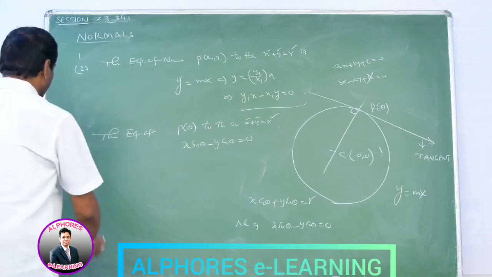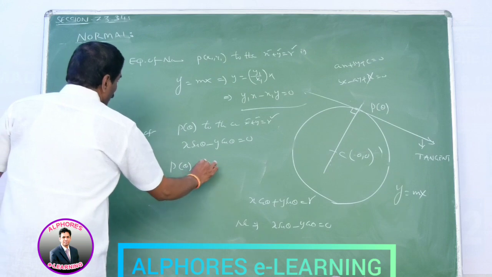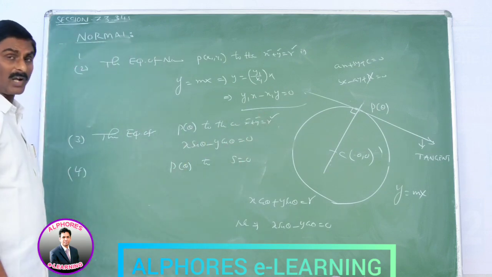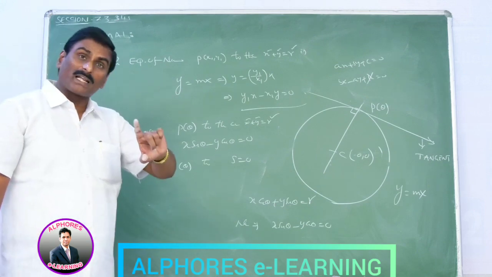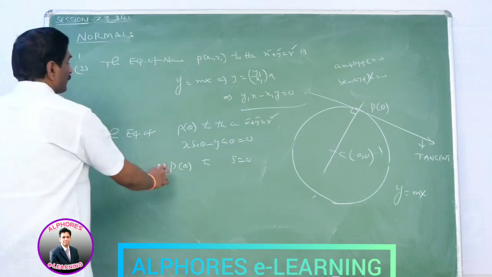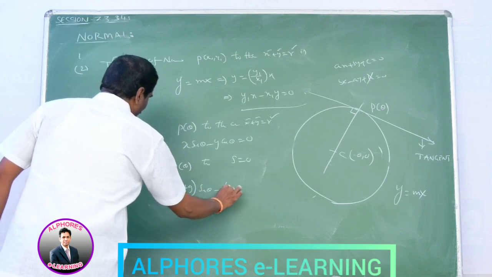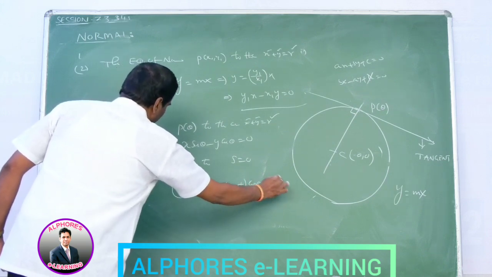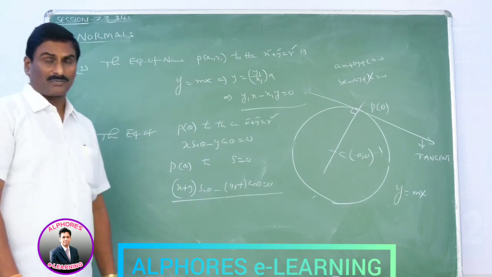Okay. Next, fourth one. The equation of the normal at P(theta) to the circle S is equal to 0. Here the center is not (0, 0). In this case, x can be replaced as x plus g, y can be replaced as y plus f. The equation of the normal at P(theta) to the circle S is equal to 0 is (x plus g) into sin theta minus (y plus f) into cos theta is equal to 0. It is the equation of the normal to the circle S is equal to 0 at P(theta).